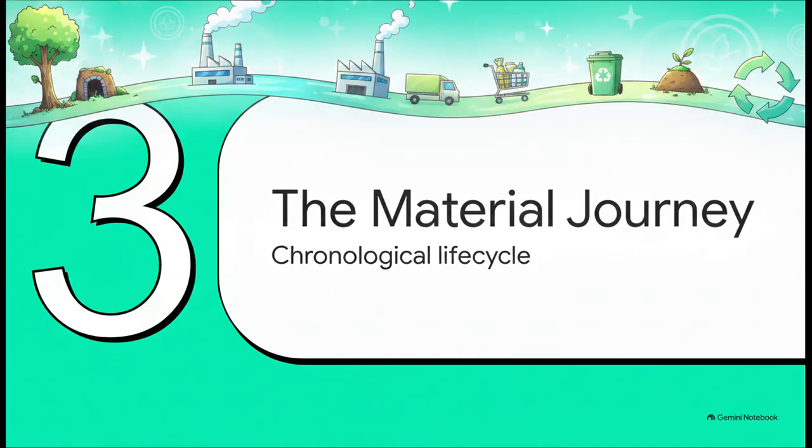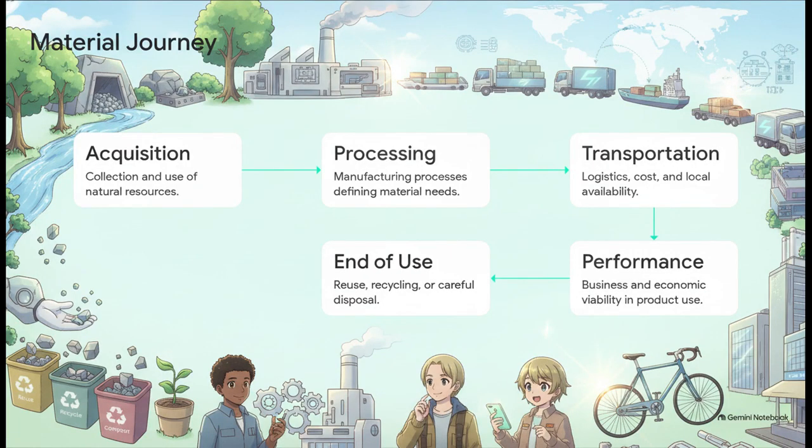Section 3. The material journey. Let's break down this chronological life cycle. Every material takes a cradle-to-grave journey. You can think of it kind of like a product's passport, getting a new stamp at every major phase. Step 1 is resource acquisition. Step 2 involves the manufacturing processes. Step 3 is transportation. Step 4 is the actual performance of the material when it's being used. And Step 5 covers the end-of-use options.